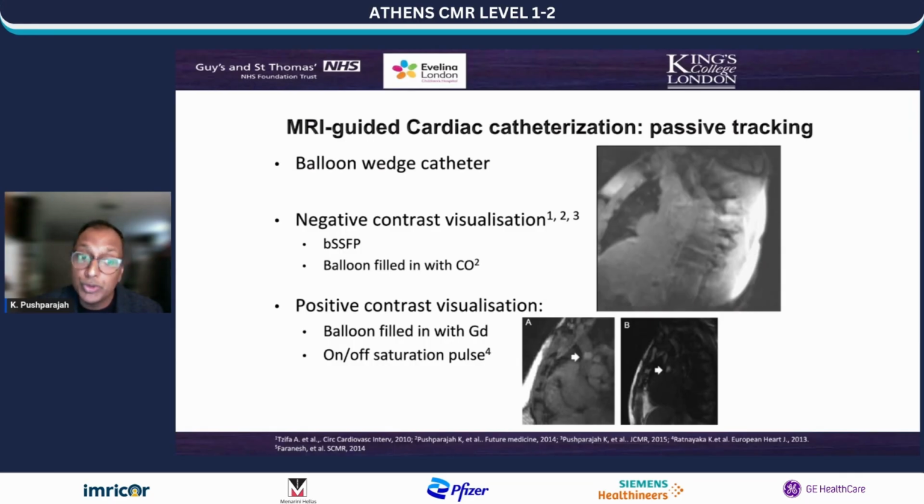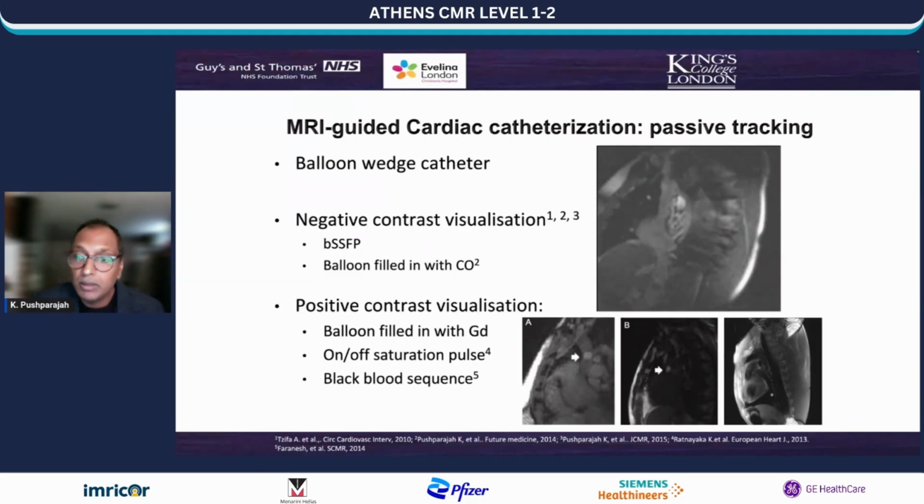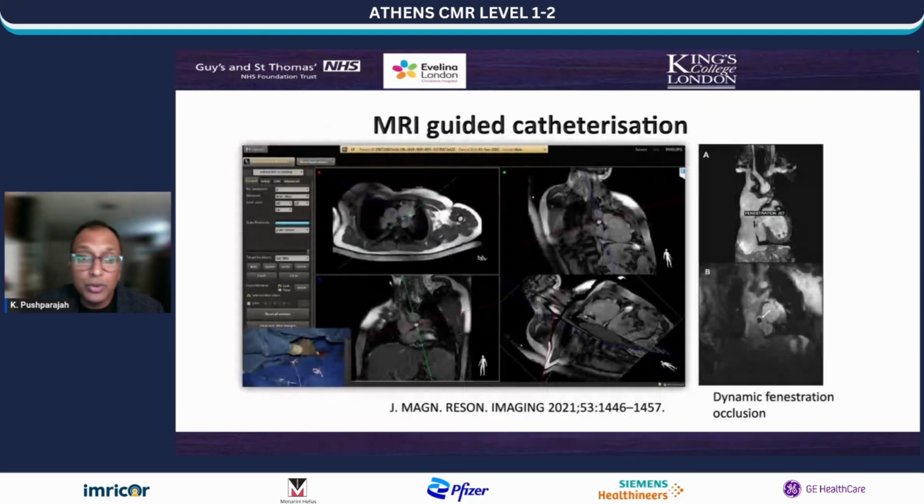You can also use positive contrast visualization by using a balloon filled with gadolinium, which is diluted, and apply a saturation pulse. Here you can see you have to choose between bright blood and dark blood images and switch between the two, and that was actually a bit of a problem. But what we then started to do is show you what we introduced, which was a partial saturation pulse. This is a patient with Fontan, and you can see the MR view here as I guide the catheter. That's my hand there in the bottom left. Push the catheter up, and you can see it going into the left pulmonary artery very nicely.